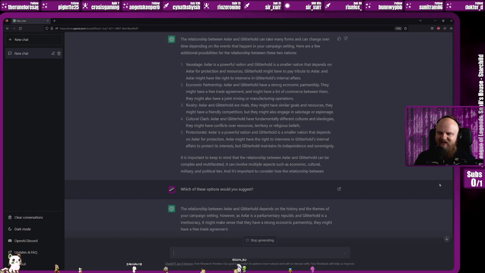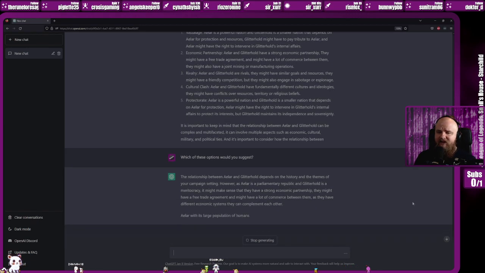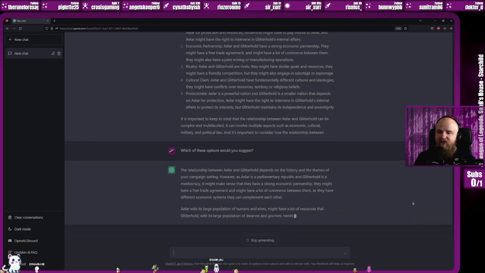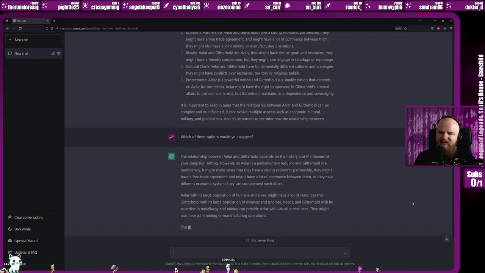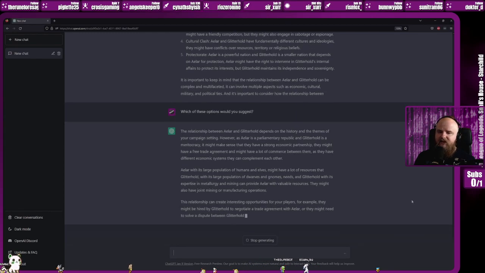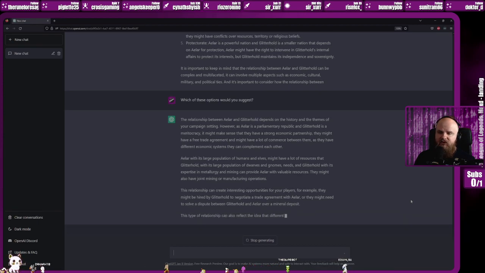Okay, here it's coming up with some ideas, though. As Alar is a parliamentary republic and Glitterhold is a meritocracy, it might make sense that they have a strong economic partnership. They might have a free trade agreement and a lot of commerce between them. As they have different economic systems, they can complement each other. Alar, with its large population of humans and elves, might have a lot of resources that Glitterhold, with its large population of dwarves and gnomes, needs. And Glitterhold, with its expertise in metallurgy and mining, can provide Alar with valuable resources. They might also have joint mining and or manufacturing operations.